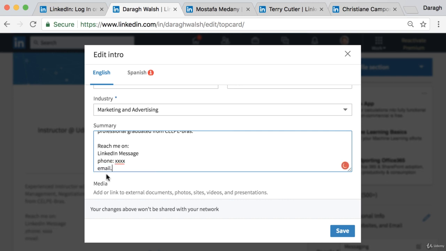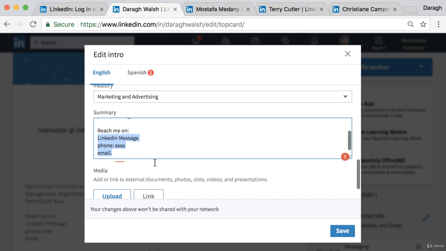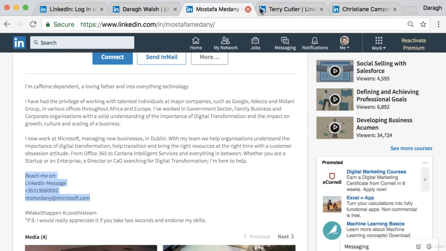But this is a great idea because if the purpose of your LinkedIn profile is to generate leads and connections and potential customers, then make it easy for them to reach out to you and give them specific instructions about how to do that. You could even narrow that down to one and say, best way to reach out is through LinkedIn or by email. So I'll just leave that there for the moment. I think that was a good idea from that profile.